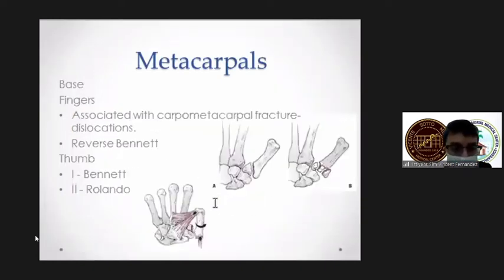So these are the images of your Bennett and Rolando. Your Bennett is a partial articular fracture on the base of the first metacarpal, while your Rolando is a complete articular fracture. It could be further classified into a T or a Y fracture. The deforming forces are that the abductor pollicis and adductor pollicis cause flexion and supination and proximal migration. So these are relatively unstable fractures, thus requiring fixation.